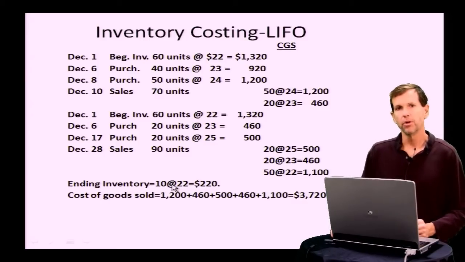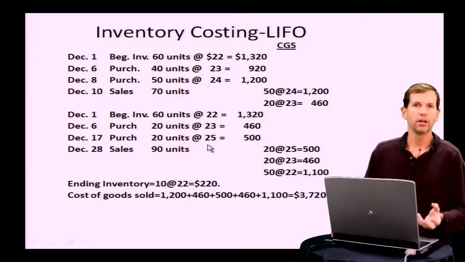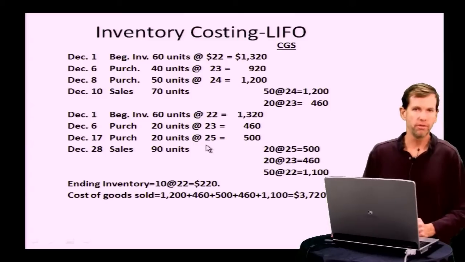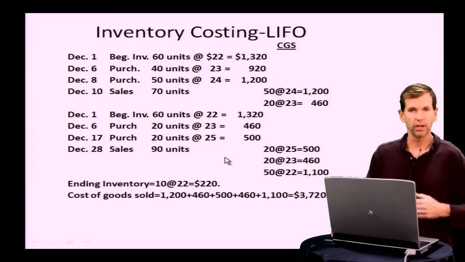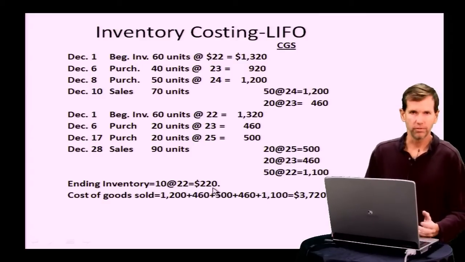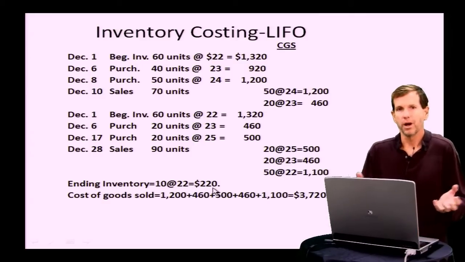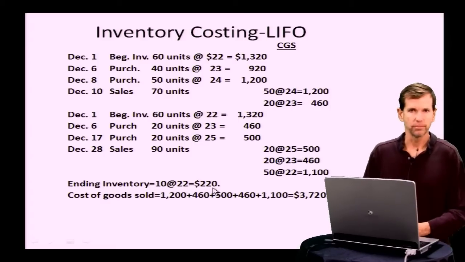Under FIFO, we assumed that the 10 chairs we still had were from this $25 purchase. That's why under FIFO, I believe we had a $250 ending inventory. Under LIFO, did I say LIFO? Under FIFO, we assume a $250 ending inventory. Under LIFO, a $220 inventory. Which one's right? Exactly right? We don't know. We're making assumptions here.